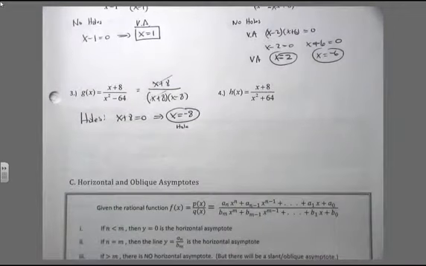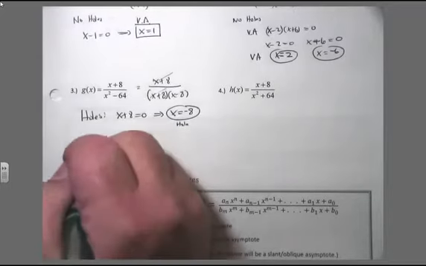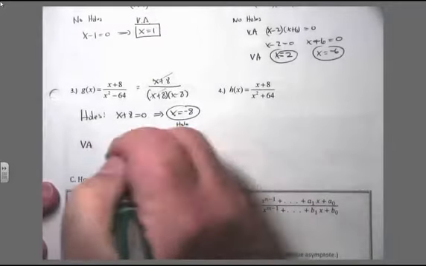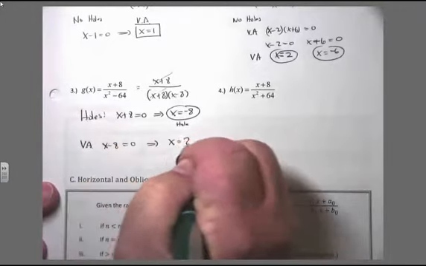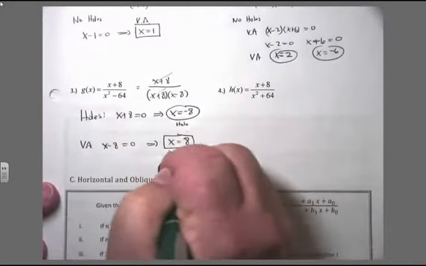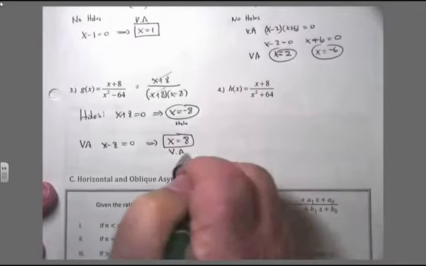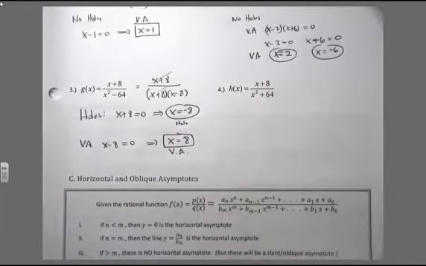The other factor is the vertical asymptote. The factor that does not cancel, which is x minus 8, you set it equal to 0 and solve for x. You get x equals positive 8. That is the vertical asymptote. Take a look at your next example. h of x is equal to x plus 8 divided by x squared plus 64.